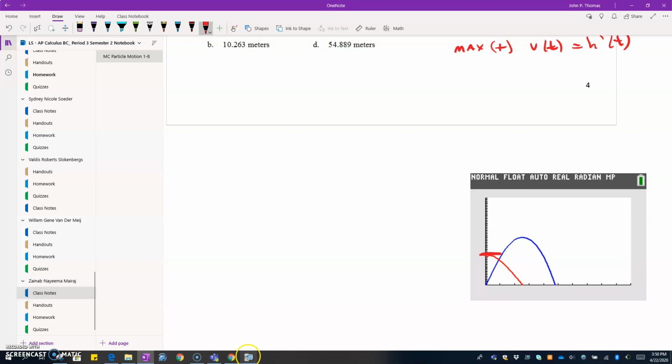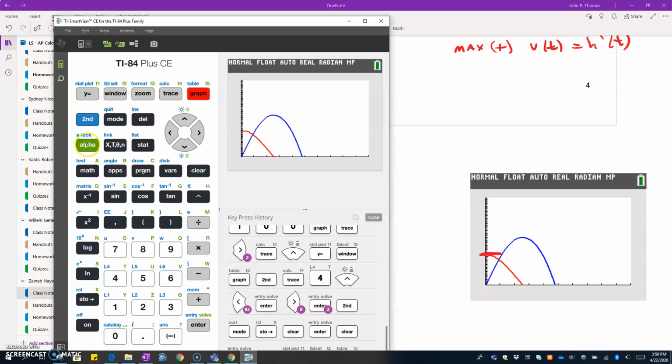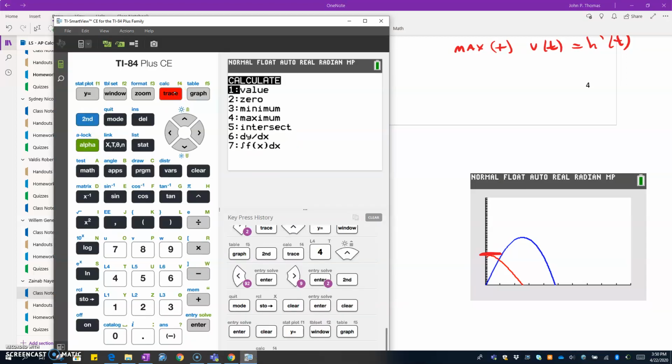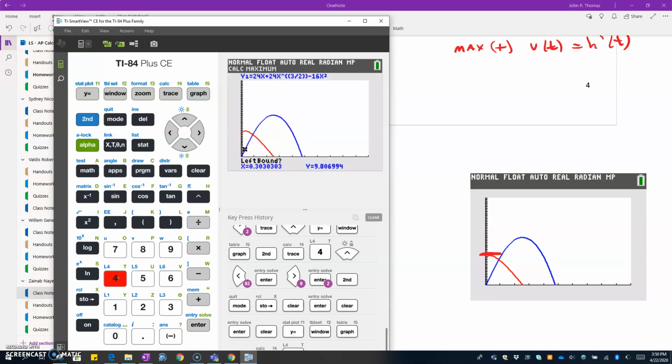All right, so I'm going to lean on the calculator to get that value. So I'm going to hit second, trace, maximum, which is 4. Now right now I'm on the blue curve, so I'm going to hit the up arrow to the right curve. If you can't see the cursor, look at the bottom and you may be at like a negative y value off the screen somewhere. So you just move in whichever direction to get you closer to x equals 0.